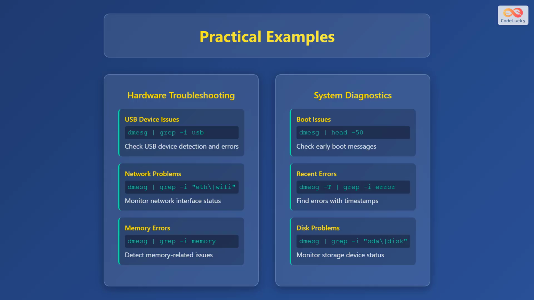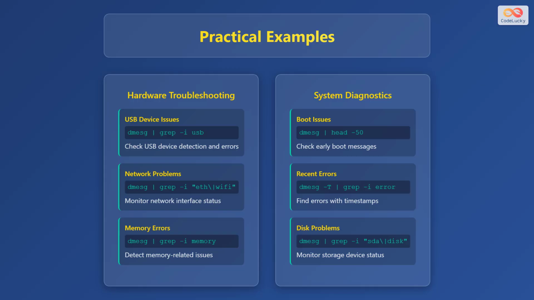Here are some practical examples of how to use dmesg for troubleshooting. To check USB device detection and errors, use dmesg | grep -i usb. To monitor the status of network interfaces, use dmesg | grep -i eth or Wi-Fi. To detect memory-related issues, use dmesg | grep -i memory.